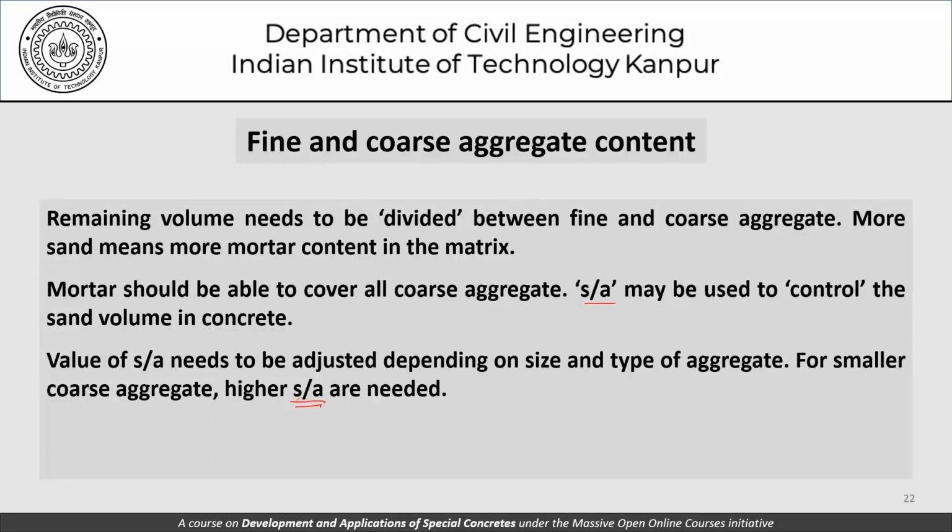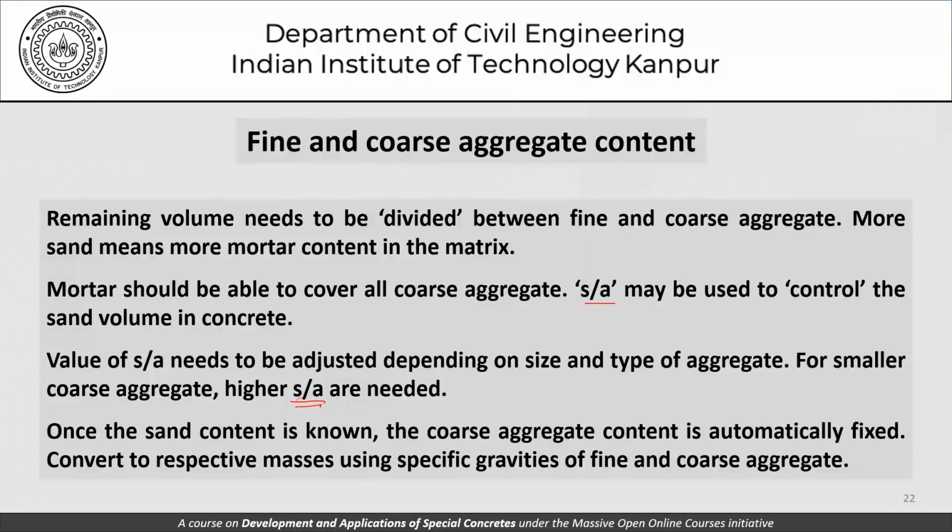Simple reason, if the coarse aggregate size is smaller, the surface area that the mortar has to cover is more, so more mortar is required, and you will get more mortar if you use a higher S by A. And once the sand content is known, the coarse aggregate content is automatically fixed. Convert to respective masses using specific gravities of fine and coarse aggregate. Remember that this exercise in principle was a volumetric exercise. We need to convert all these values to mass. We'll see that as we go along with the numerical example as well.